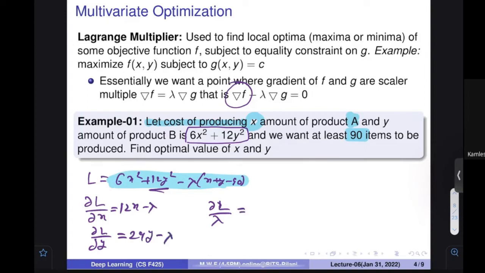What is del L upon del lambda? You can see that there is no lambda term here, so it goes away. Only this remains. So it becomes minus x minus y plus 90. Am I right? Upon del lambda.